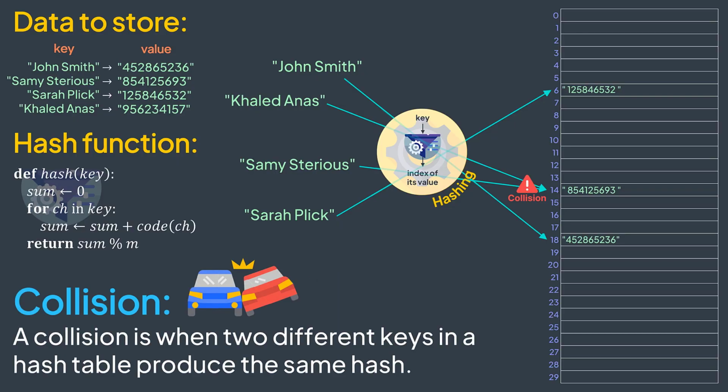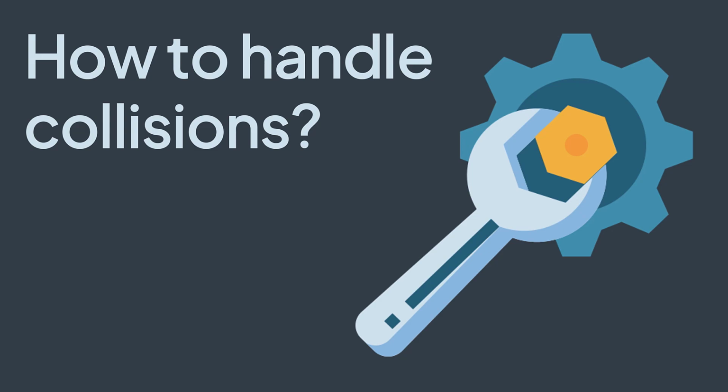A collision is when two different keys in a hash table produce the same hash. We can agree that it's an issue. How will we put two different values in the same spot? For that, we need to handle collisions. And I'm gonna show you two ways to do so. First one is separate chaining.